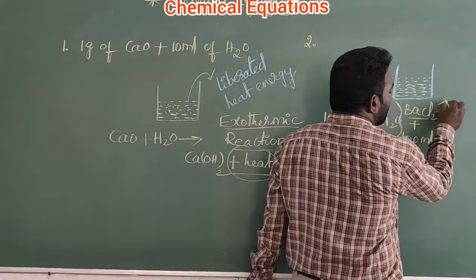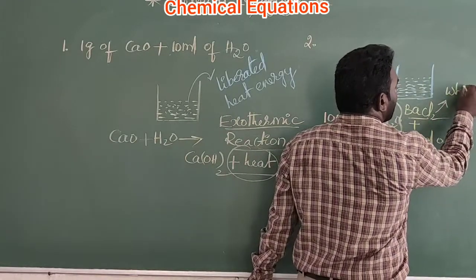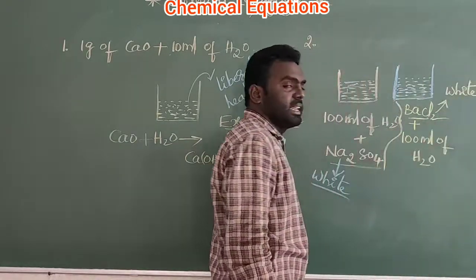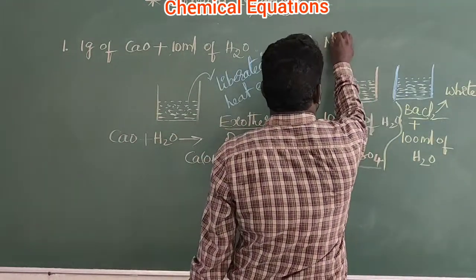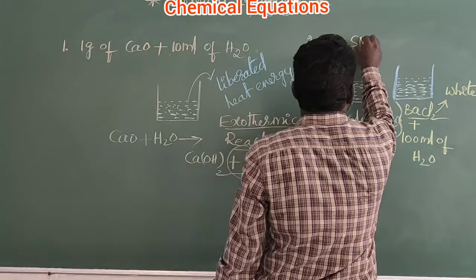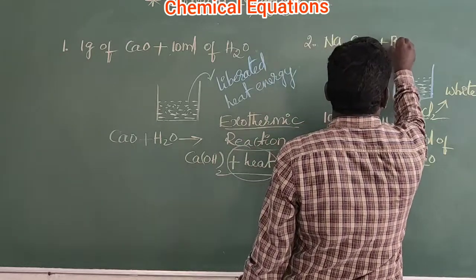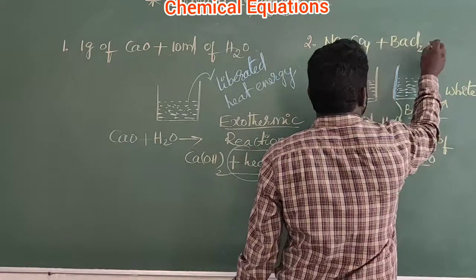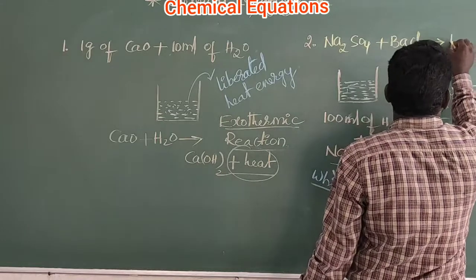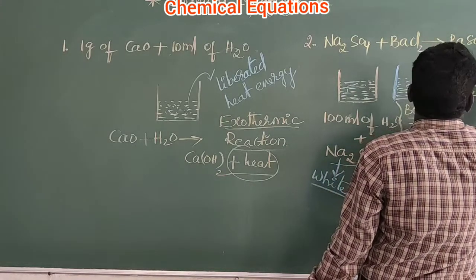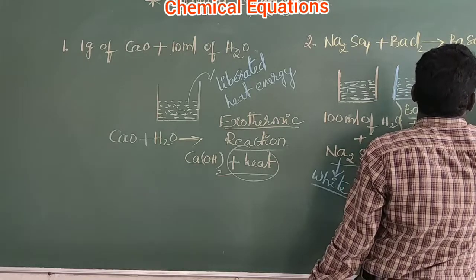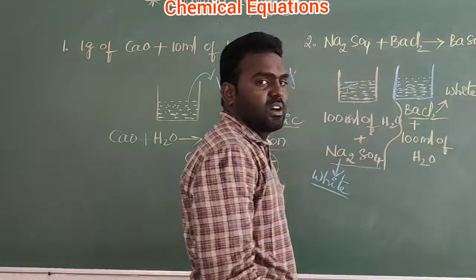Here the barium chloride color is white. And then you will see Na2SO4. This Na2SO4 reacts with the barium chloride solution, and it forms barium sulfate, BaSO4, plus 2 moles of NaCl.